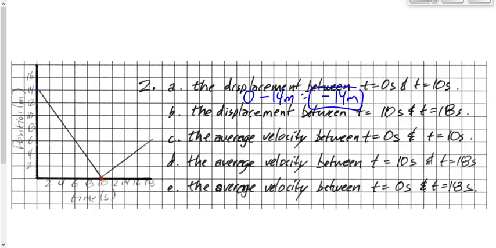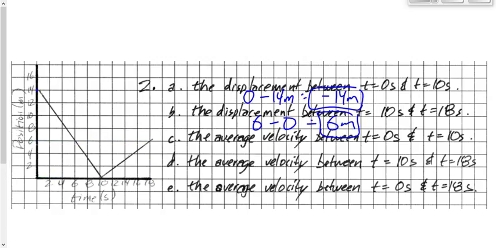The displacement between 10 and 18, well, the final position at 18 is 6. At 10, it's 0. 6 minus 0 is, well, that should be a positive displacement because my position is increasing here.